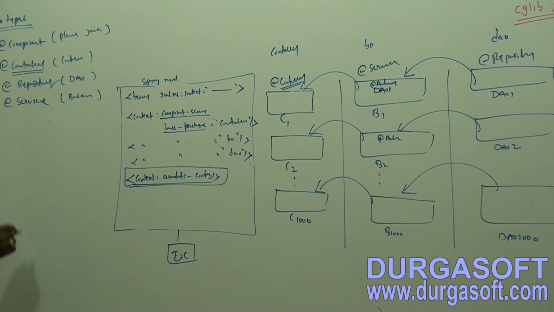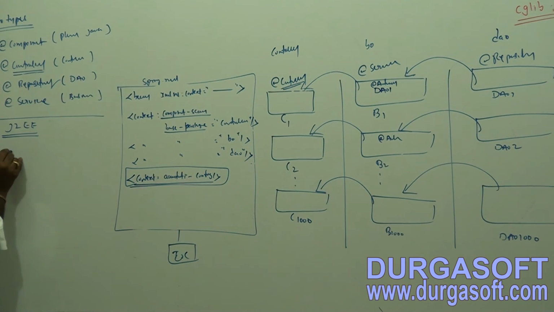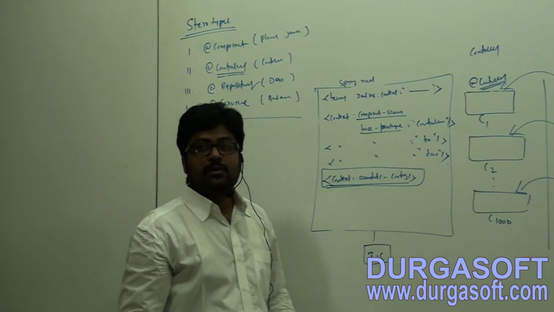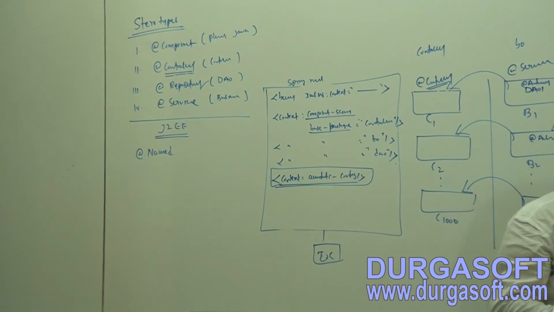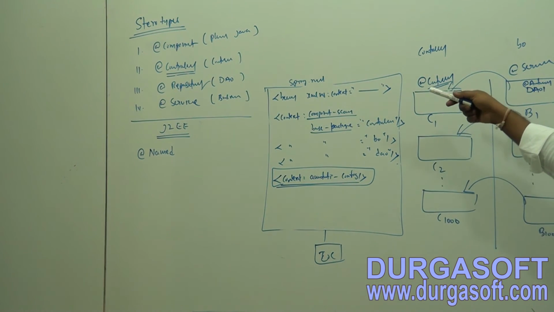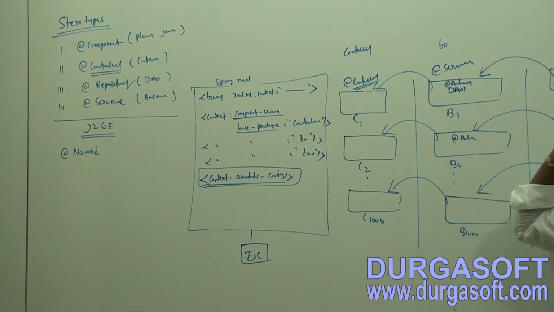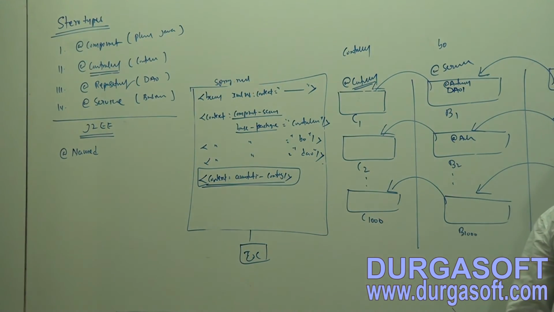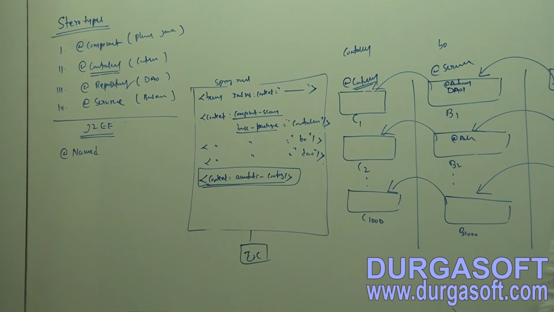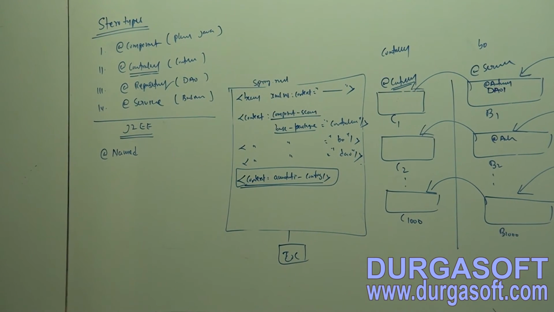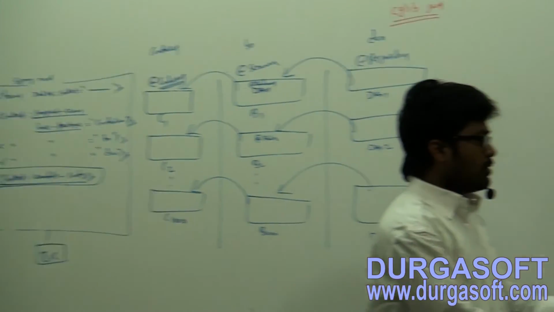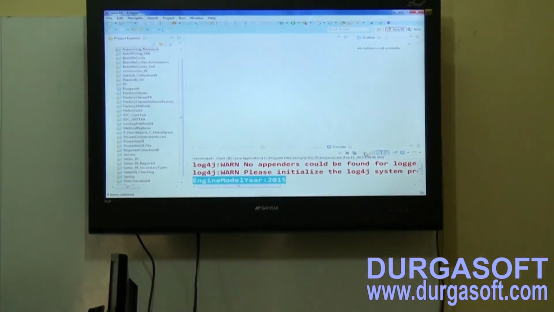The same stereotype annotation they have given in the J2EE API also. In J2EE, we have one stereotype annotation. It is similar to your component. That annotation name is @Named. We have one stereotype annotation from the J2EE API. Instead of using the component annotation, by using @Named also you can configure your bean classes. Okay, so that @Named is similar to your component scan. Yeah, I'll show you that @Named annotation's importance also here.